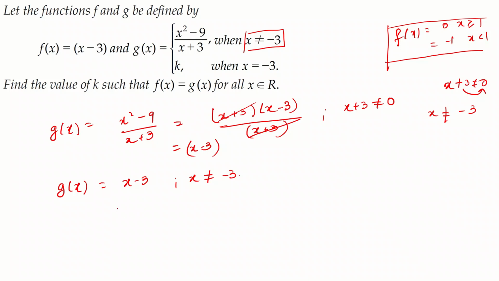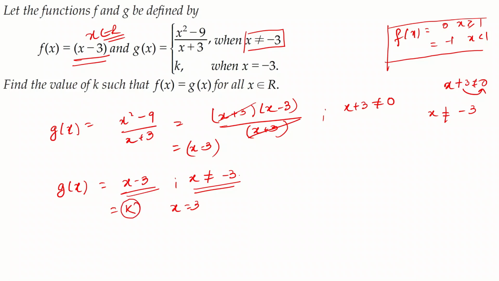And we want to define this k for x equal to 3 such that g(x) and f(x) have the same values at all those points. So see that f(x) is x minus 3 and g(x) is also x minus 3. f(x) is x minus 3 at all points, for all x belonging to real numbers. That's the domain of f. And g(x) has this value at all real numbers except at x equal to minus 3. All right, so we want to find out k. What should this k be?